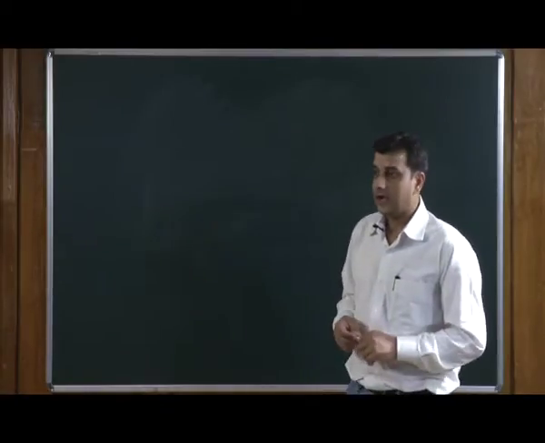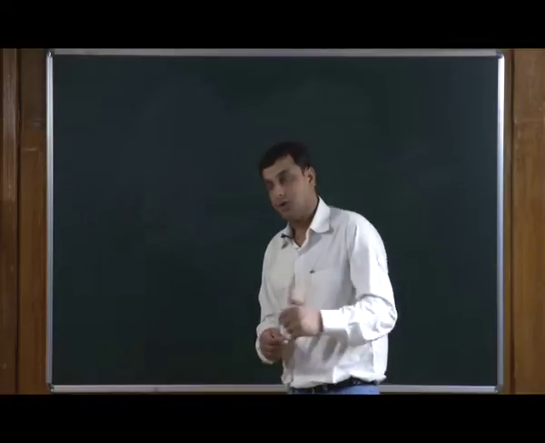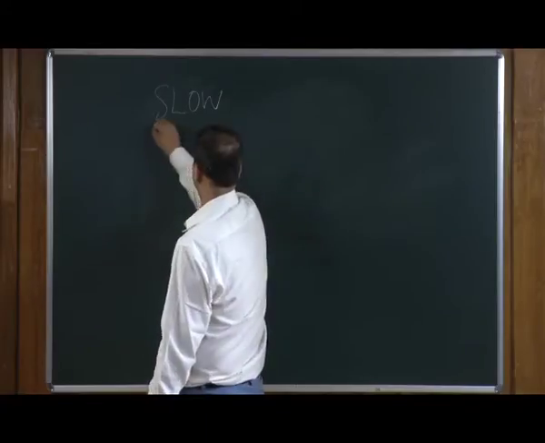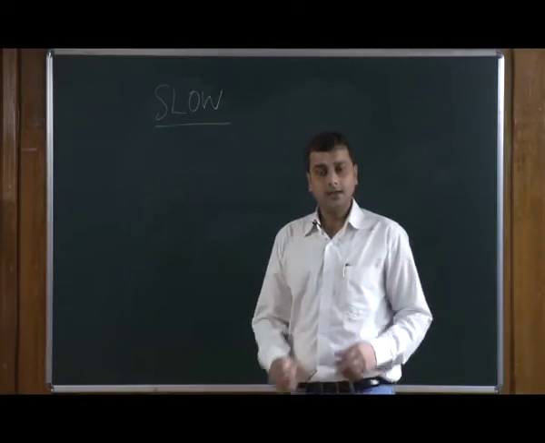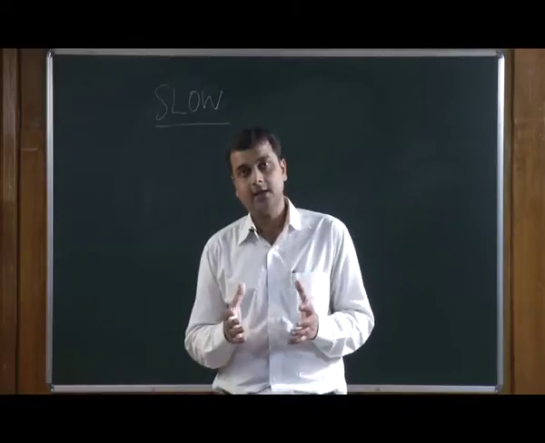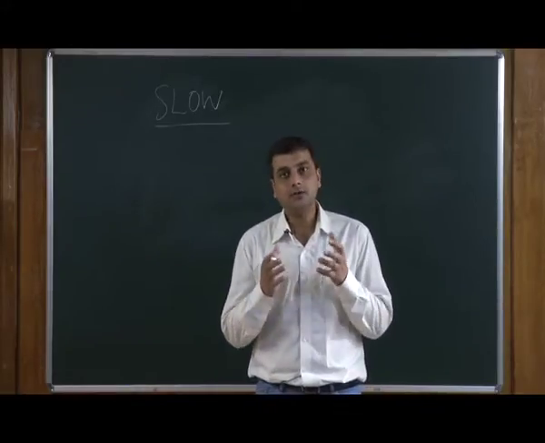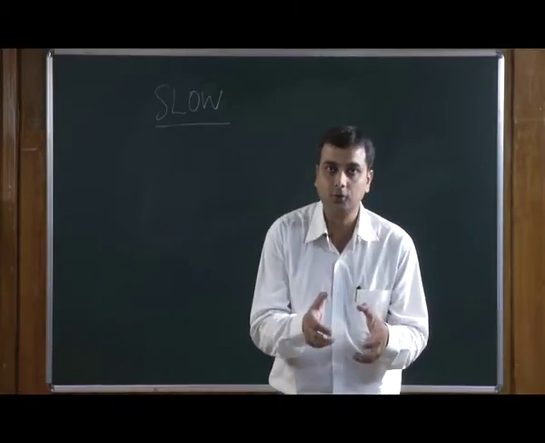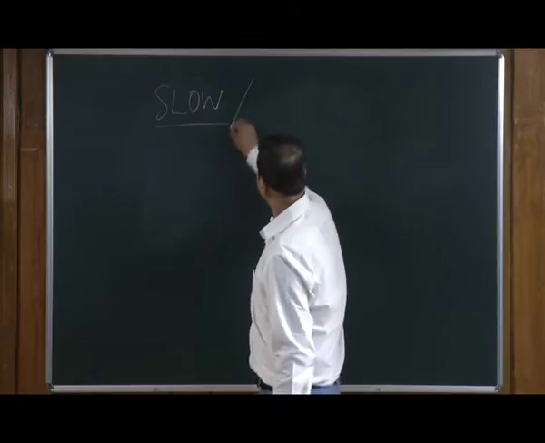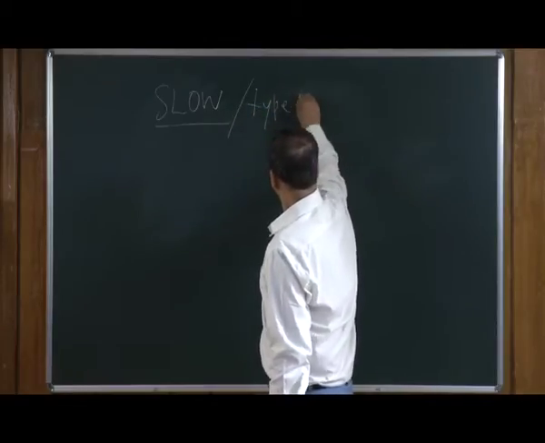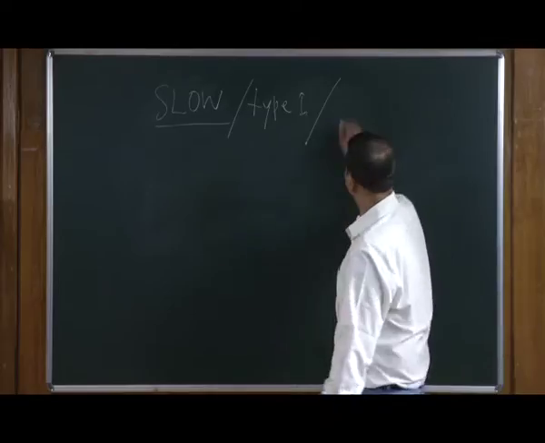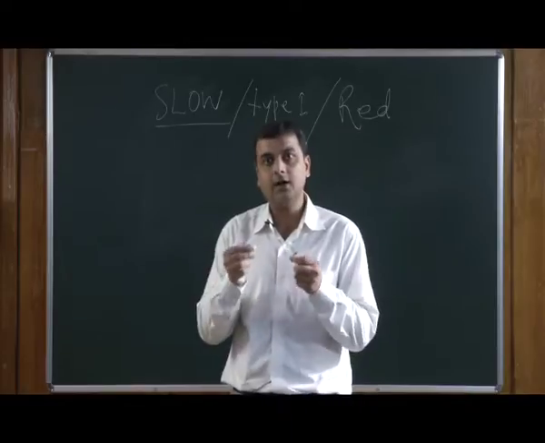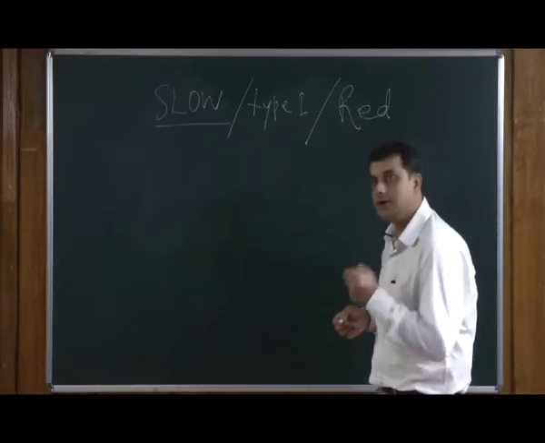So, let us start with what is called slow muscle. In different parts of our body, we have some muscles which are called slow muscle. That means they are behaving very slow, they are contracting very slowly. Sometimes these are also called type 1 muscle. Sometimes they are also called red muscle or red fiber. We will see why these are called red and why these are called slow.